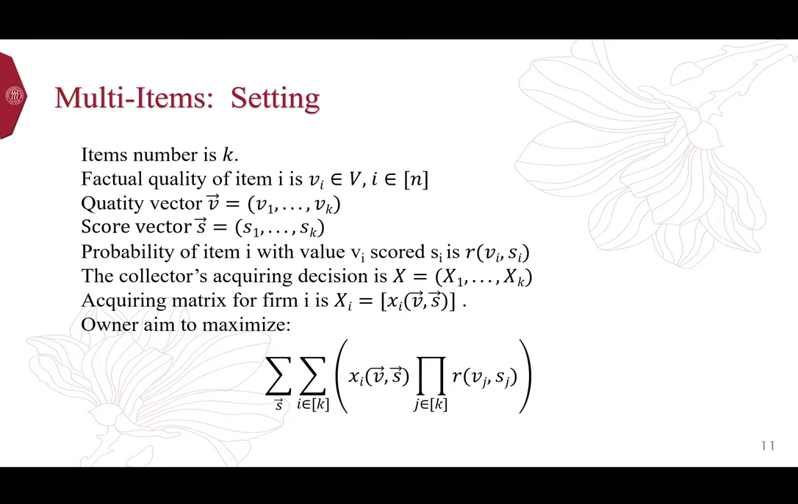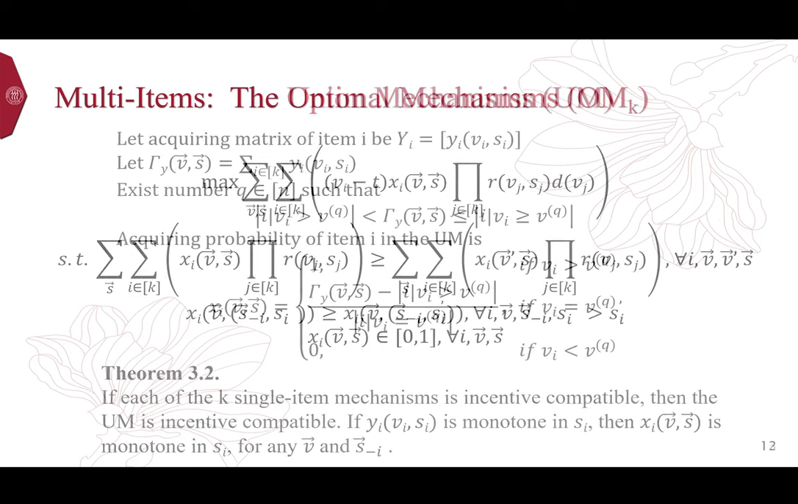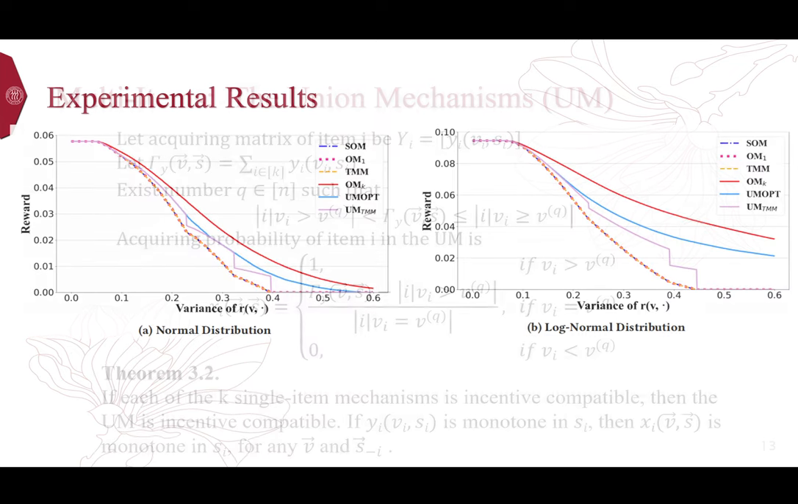Here is the multi-item setting. So with the owner has k items. Similar with the OM1 for single item, here is the OMK for k items. Next, we propose a class of mechanisms, the unit mechanism. Each consists of a single item mechanism.